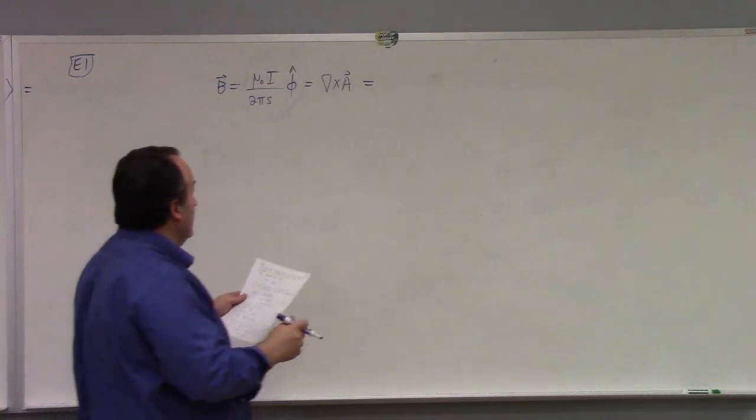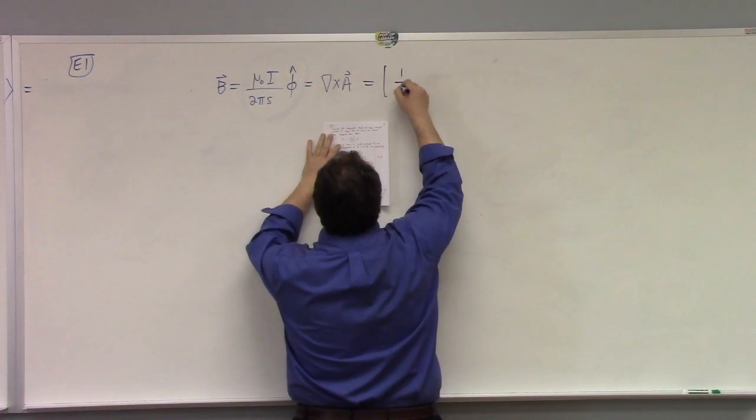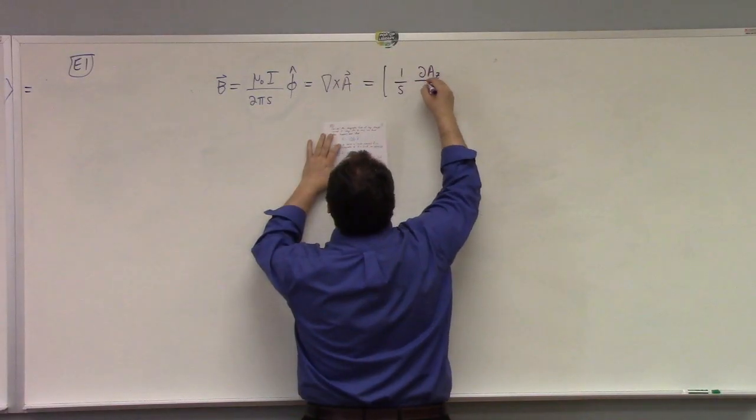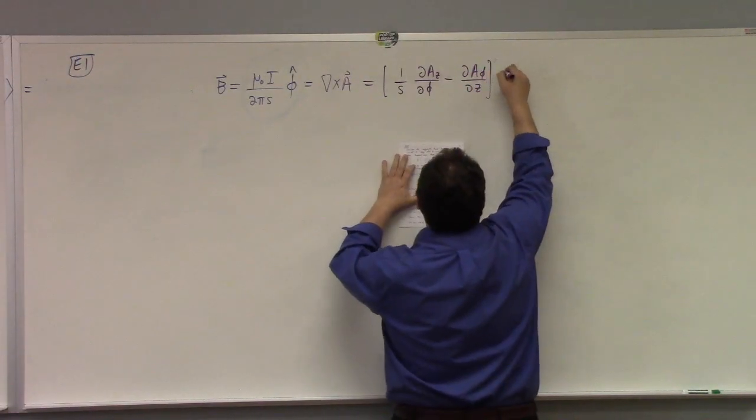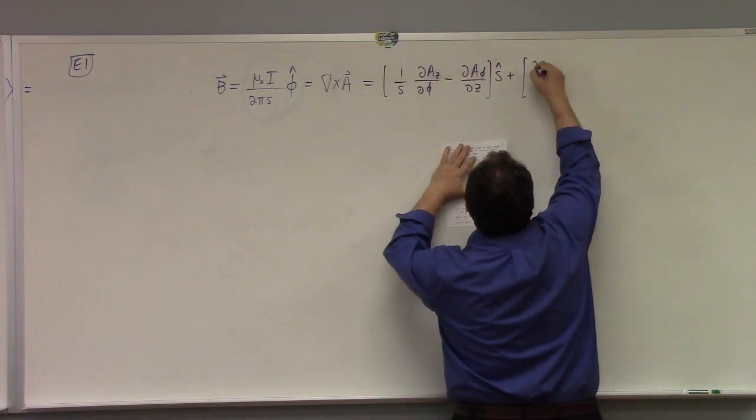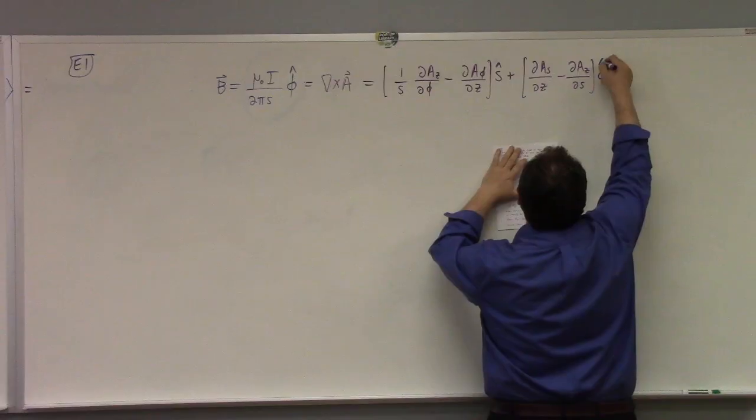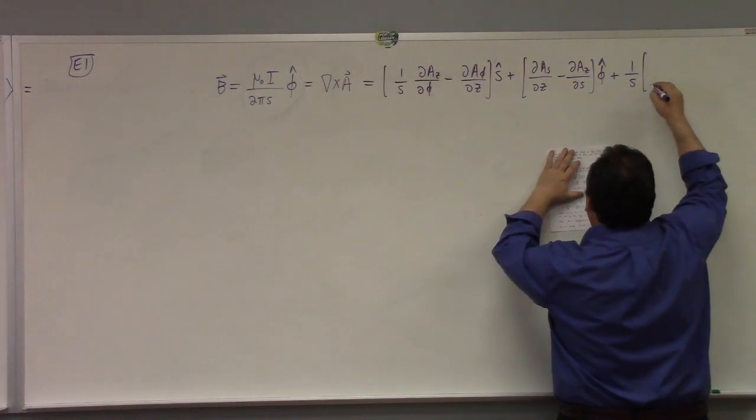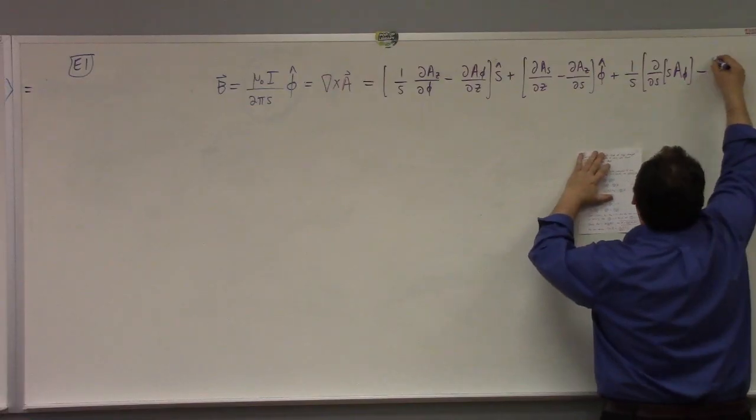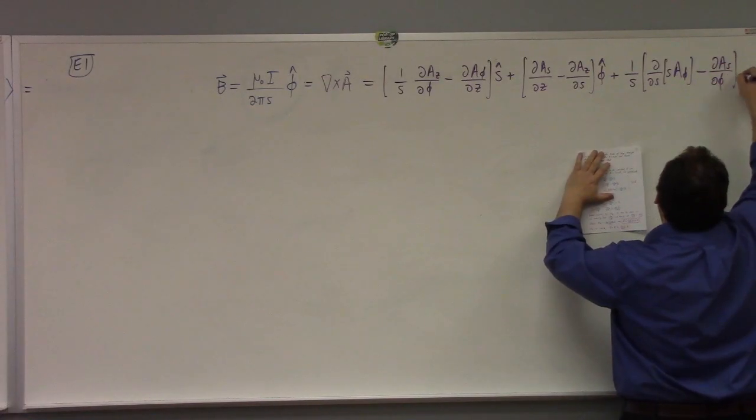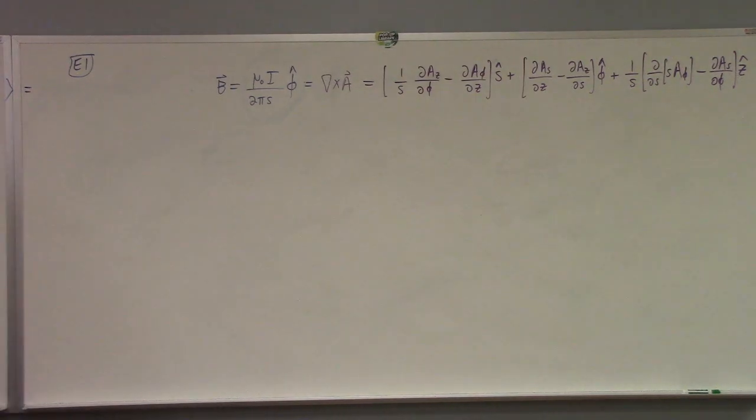Well, in cylindrical coordinates, the curl of A, I had to look it up, but fine, I'll write it out. 1 over s partial A_z partial phi minus partial A_phi partial z, s hat, plus partial A_s partial z minus partial A_z partial s, phi hat, plus 1 over s, partial s of s times A_phi, minus partial A_s partial phi, in the z hat direction. And with that, it's not bad. We can do this.